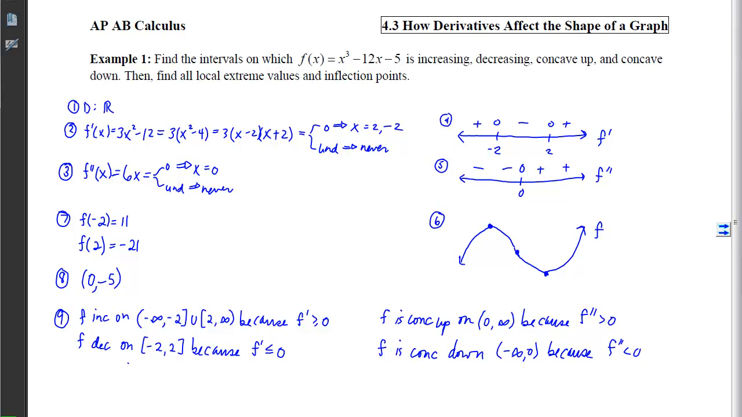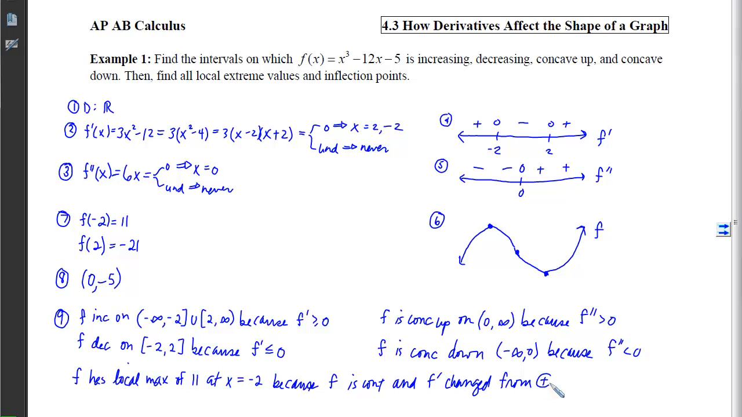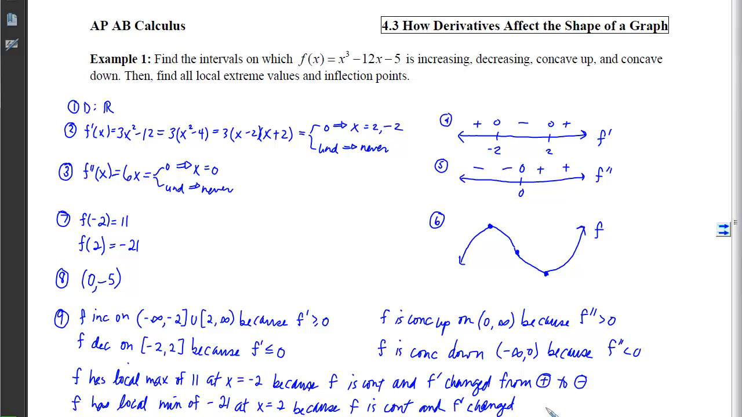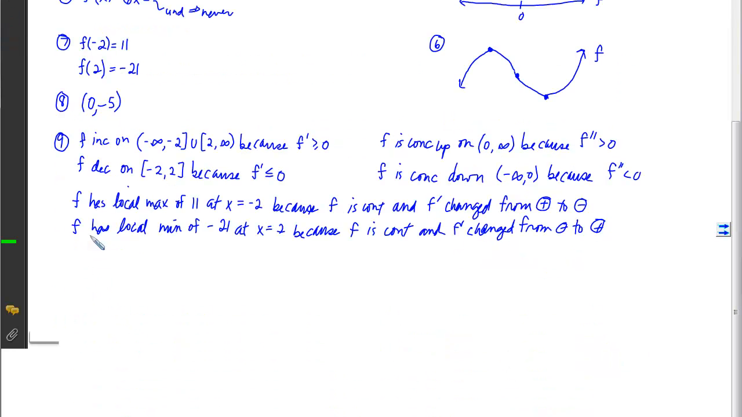We can also talk about our extrema. So we need to talk about the max and the min. So we can say f has a local max of 11 at x equals -2, because f is continuous and f prime changed from positive to negative. We can also say that f has a local min of -21 at x equals +2, because f is continuous and f prime changed from negative to positive.